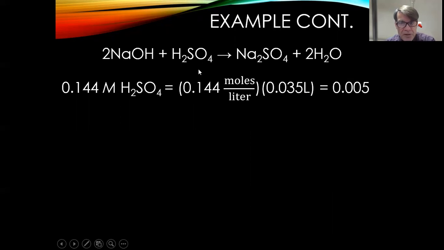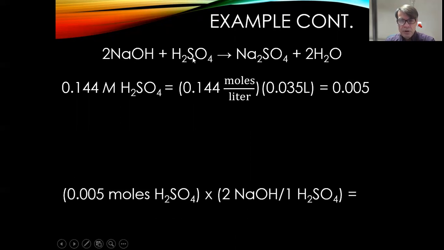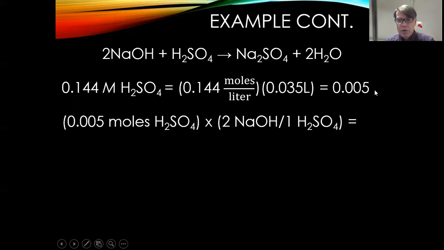If you look in the balanced equation here, there are 2 sodium hydroxide molecules for every 1 sulfuric acid molecule. So I'm going to have twice as many sodium hydroxides as sulfuric acids in this neutralization. Multiply moles times that ratio, and I find that what I have neutralized is 0.01 moles of sodium hydroxide, by that equation.